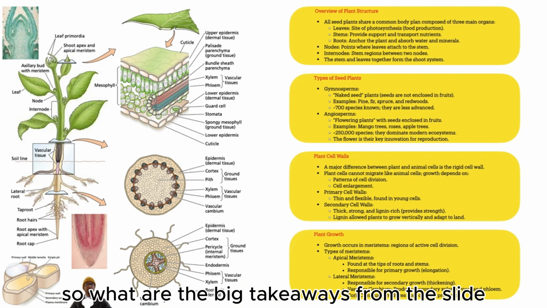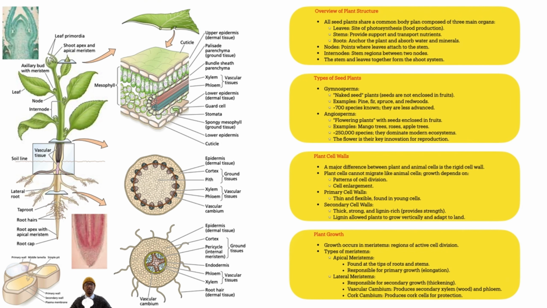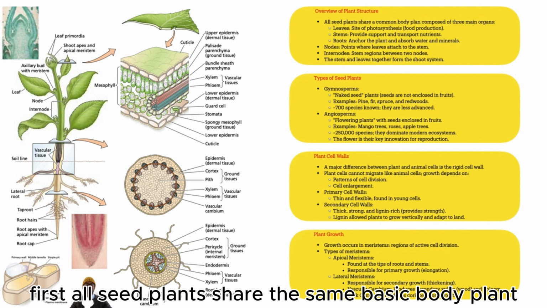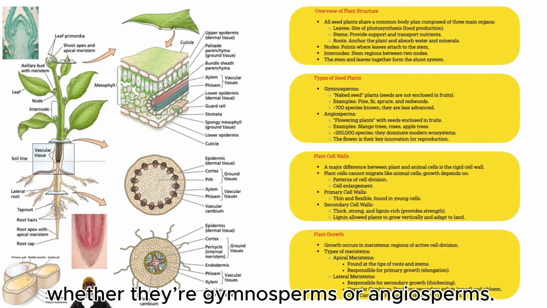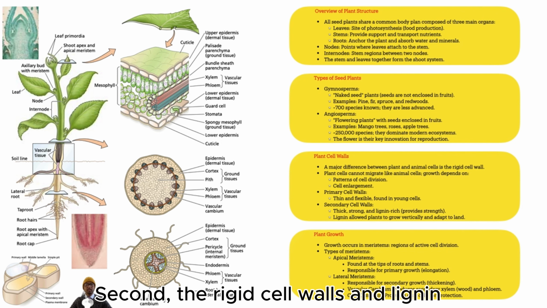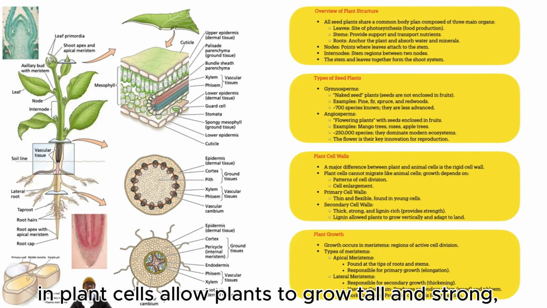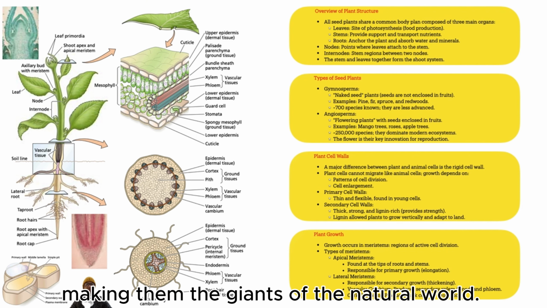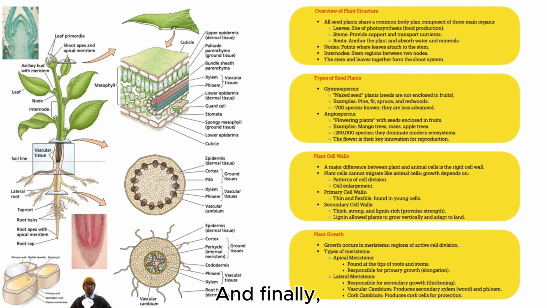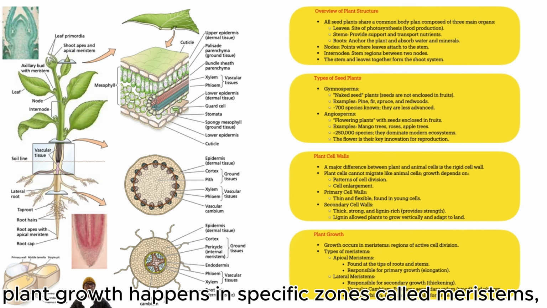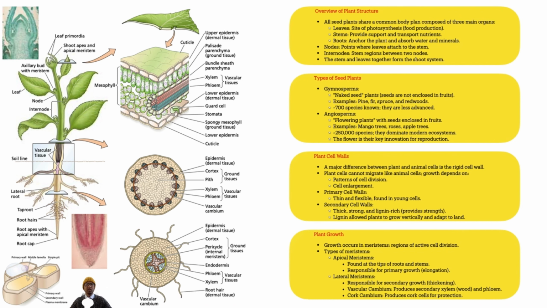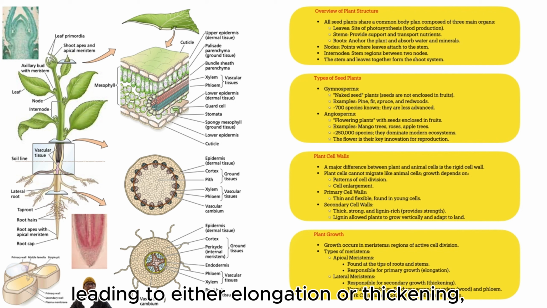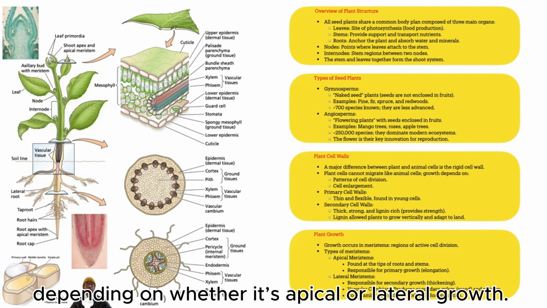So, what are the big takeaways from this slide? First, all seed plants share the same basic body plan, whether they are gymnosperms or angiosperms. Second, the rigid cell walls and lignin in plant cells allow plants to grow tall and strong, making them giants of the natural world. And finally, plant growth happens in specific zones called meristems, leading to either elongation or thickening, depending on whether it's apical or lateral growth.